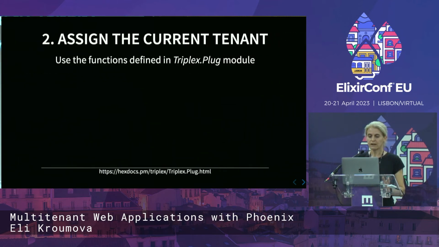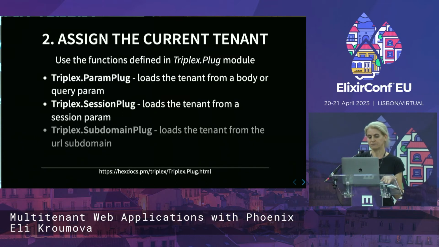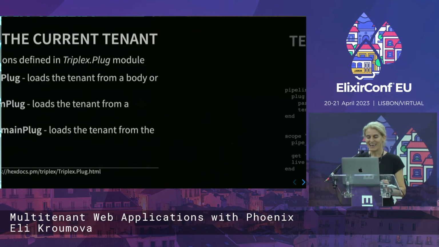For the next step, which is to assign the current tenant using the URL, Triplex also provides some predefined plugs depending on where the tenant is in the request. Depending on your case, you can use the param plug, session plug, or subdomain plug. I will show you some example for the case of the param plug because I think it's the easiest one.